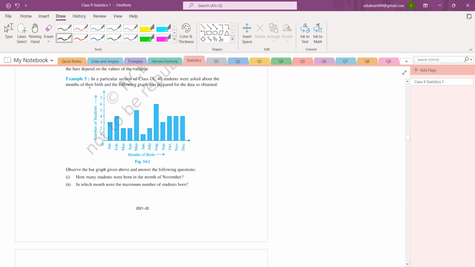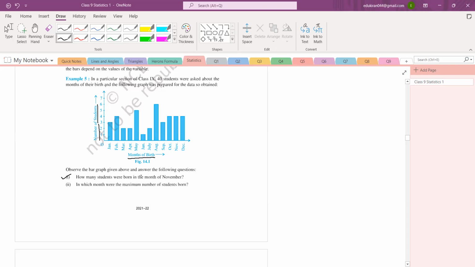So on the left side, you can see what is given to you, number of students, right? And right side, months of birth. So you need two types of information. So one you will put in the y-axis, another on the x-axis. So it is given that 40 students were asked about the month of their birth, and the following graph was prepared. Now observe the bar graph given above and answer the following questions.